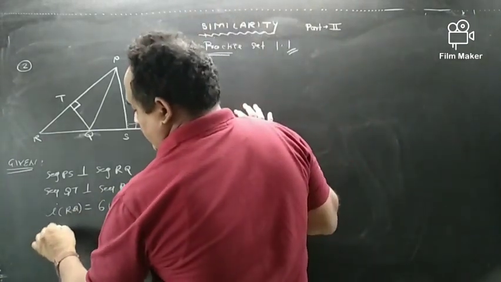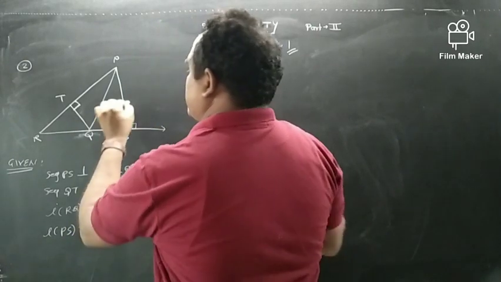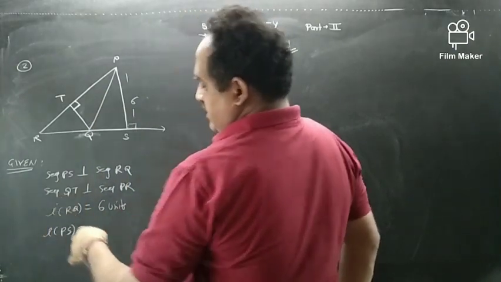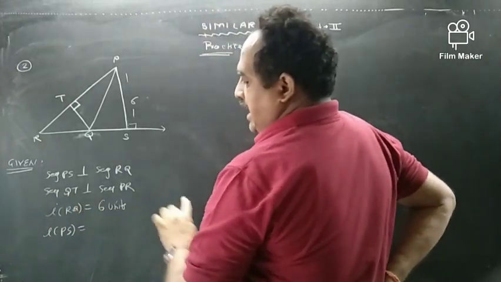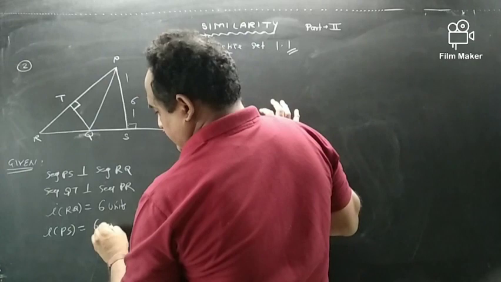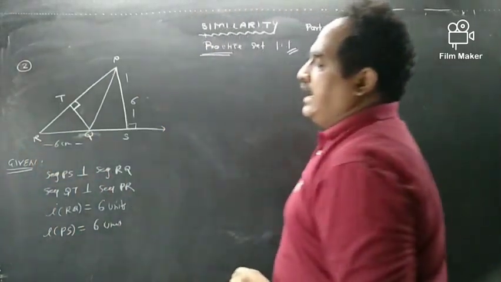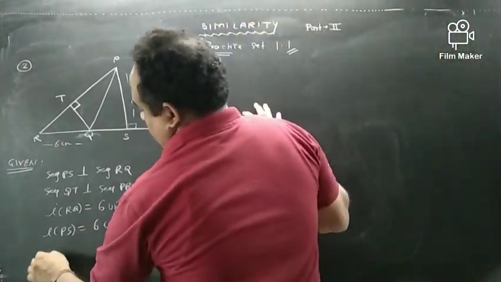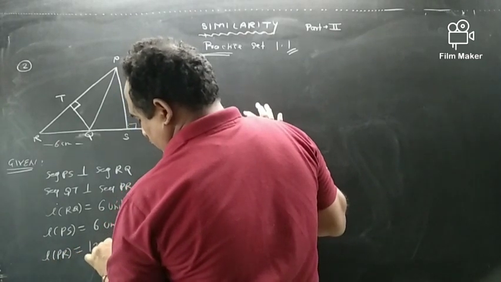Length PS is also 6 units. RQ is equal to 6 units. PS is also 6 units. Okay. Anything else? And PR is 12 units. Length PR is equal to 12 units.